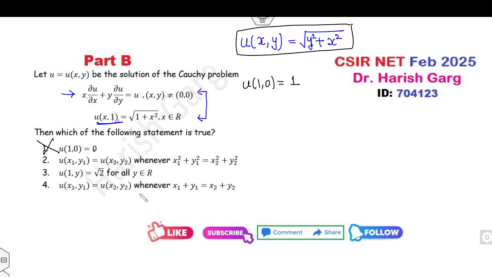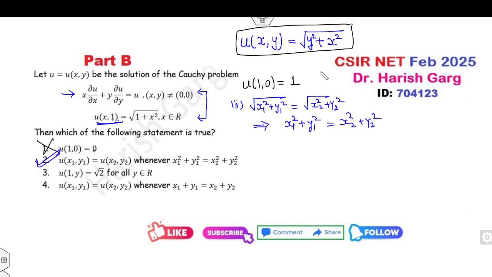Second option: whenever u of x1, y1 is x1 square plus y1 square, and it is equal to x2 square plus y2 square. When will these solutions be equal? Whenever x1 square plus y1 square is equal to x2 square plus y2 square. Yes, this solution is the correct option.